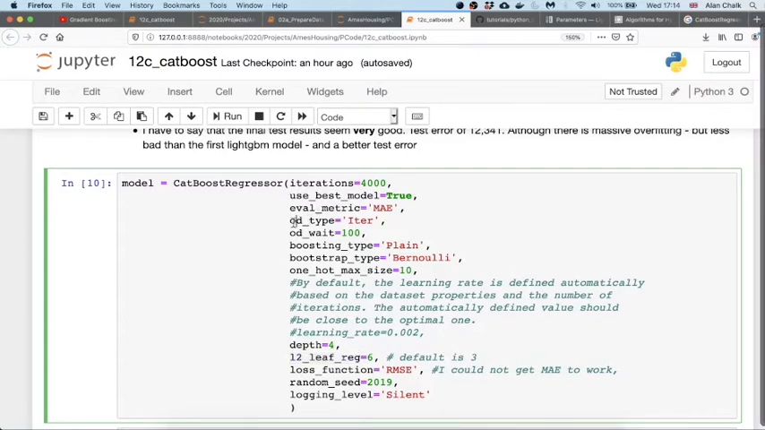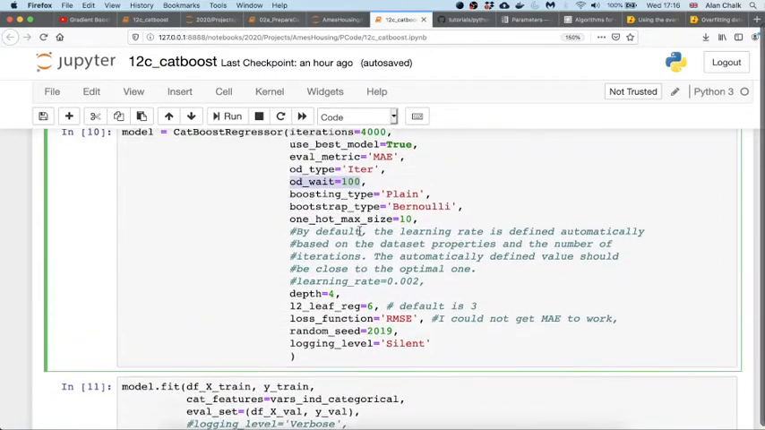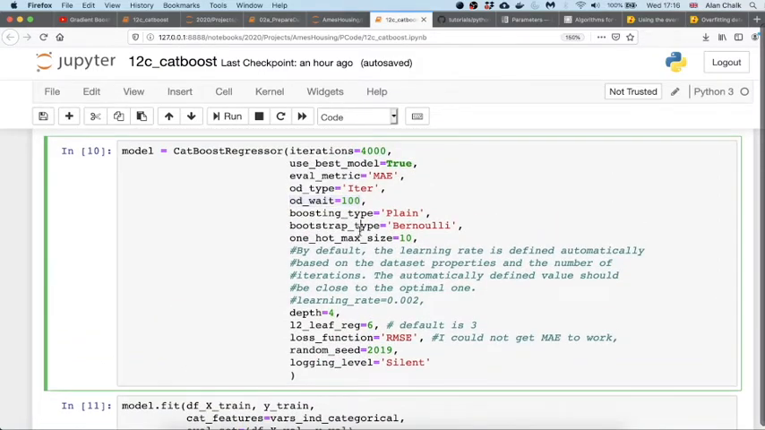OD seems to be just the equivalent of what we've seen so far, early stopping. OD, they call it overfitting detector. It's exactly the same as early stopping. Before building each tree, it sees how many trees was it since the optimal mean absolute error, and if that is more than 100 trees previously, then it stops. There's not a lot more there to talk about, I don't think.